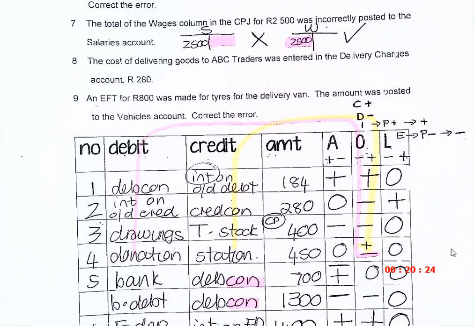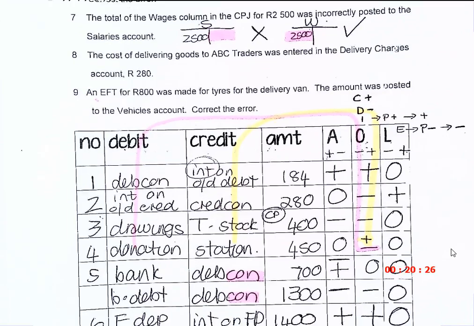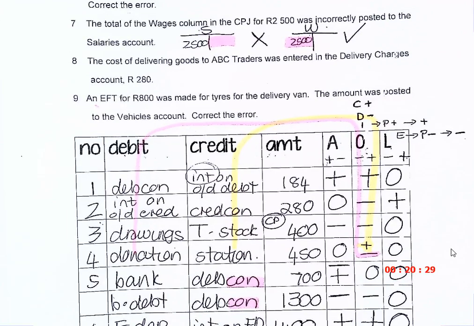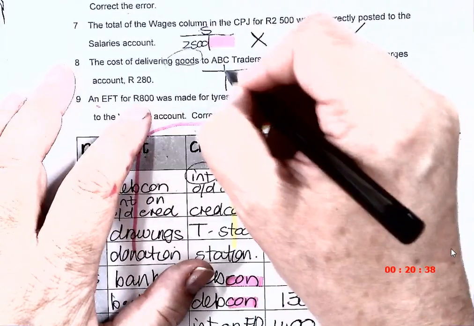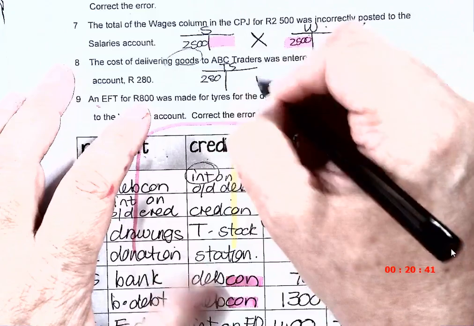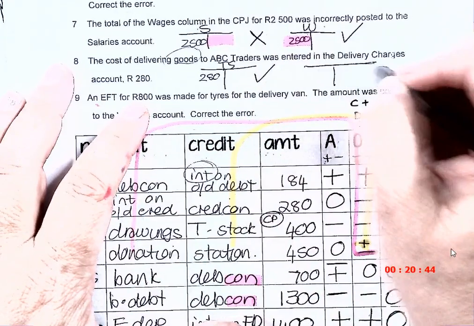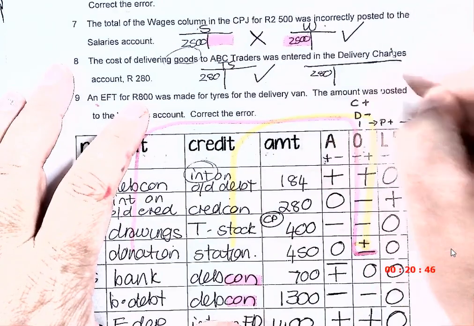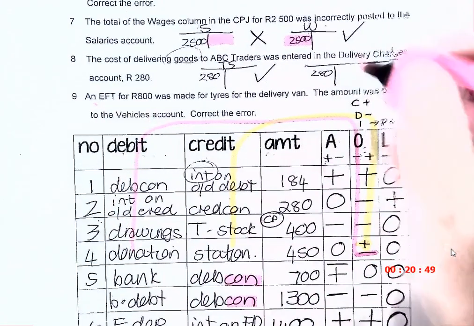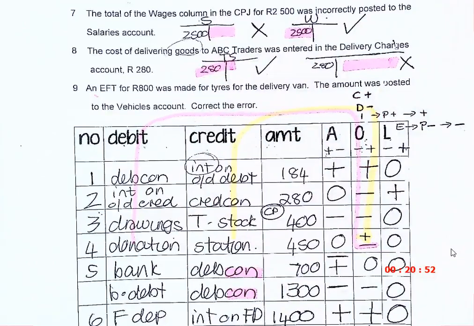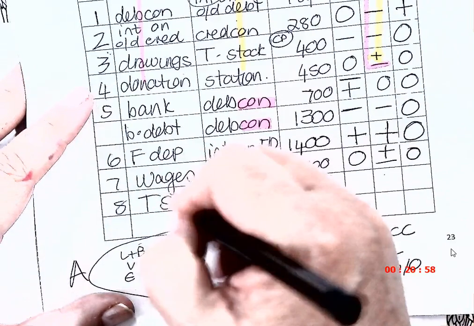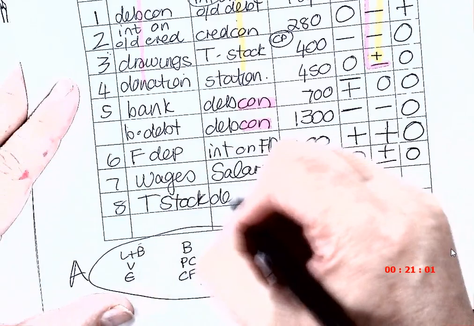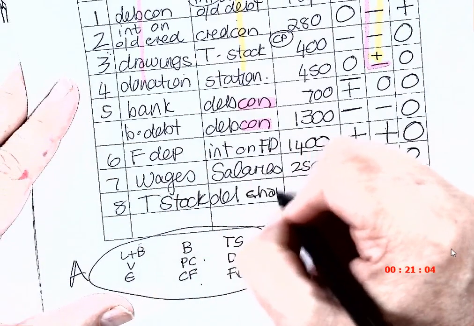Because if I buy a bed for 1,000 rand and delivery is 200, the bed cost me 1,200 rand. Okay, so can you see what we did? It's goods, it's supposed to go into trading stock. This is right. But I showed it under delivery charges, which is wrong. So I'm going to take it out of delivery and put it into trading stock. So trading stock is going to be debit. Delivery charges is going to be credit.